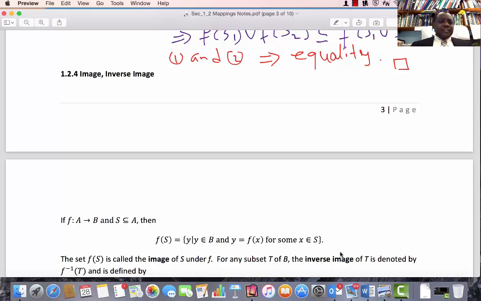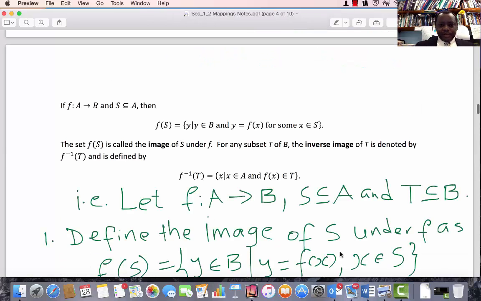Okay, let's visit the concept of inverse images and then conclude the first part of our lecture from section 1.2. Review. If f is a mapping from A to B, A and B non-empty, and S is a subset of A, then the image of S is simply the set of all elements y in B such that y equals f of x. And then we can also define the inverse image.